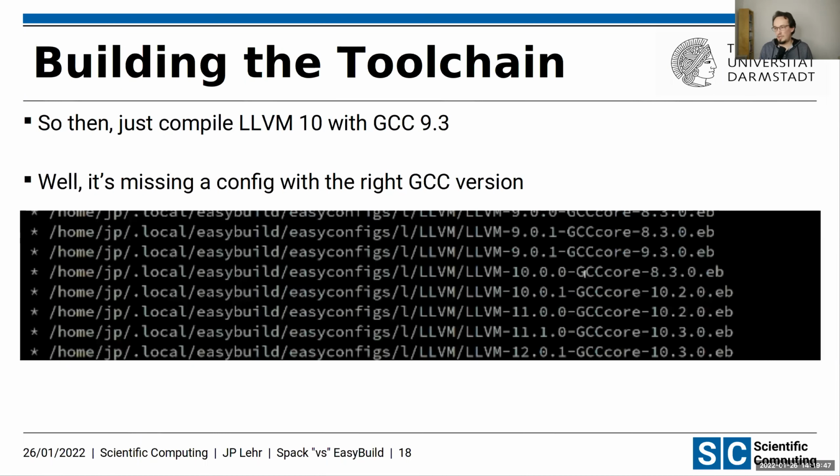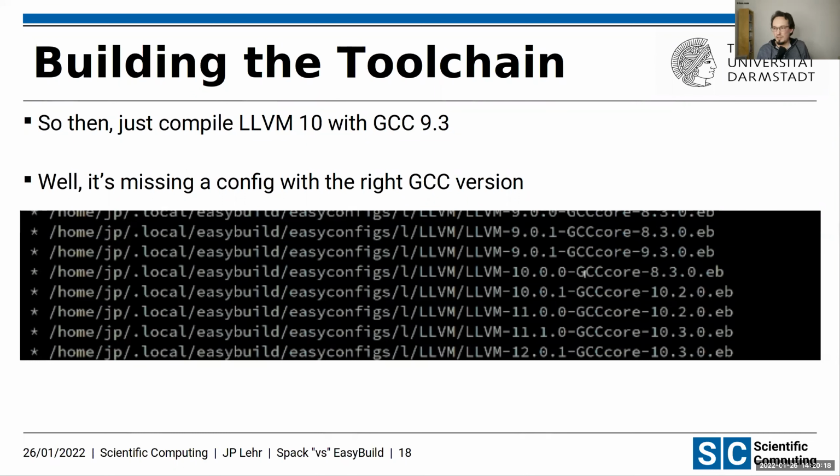So then just compile LLVM 10 with GCC 9.3, right? Well, it's missing a config with the right GCC version. So we can see we have LLVM version 9 with GCC 9, but that's not what we need. And then we have LLVM version 10 with GCC 8 and 10, which is also not what we need, right? And so, okay, sure. I'm sure we can change versions with this and just see how far we get.